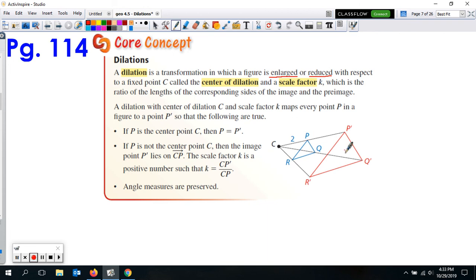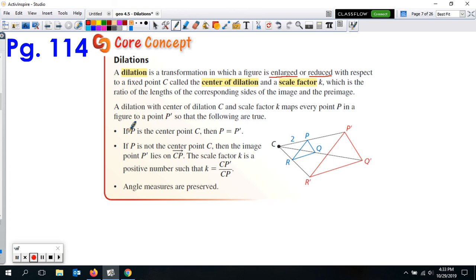So you could see here our figure. This is kind of what it looked like even on that little song video. So you have your original right here in blue, your P, and then you got your P prime up here. Here's your new figure. It got bigger, it enlarged. If we went this way, we would reduce. So this one is an enlargement. So a dilation with center of dilation C and scale factor k maps every point P in a figure to the P prime, where all of this is true here.